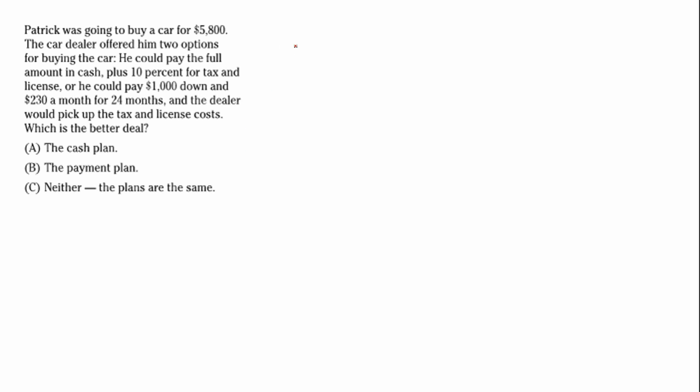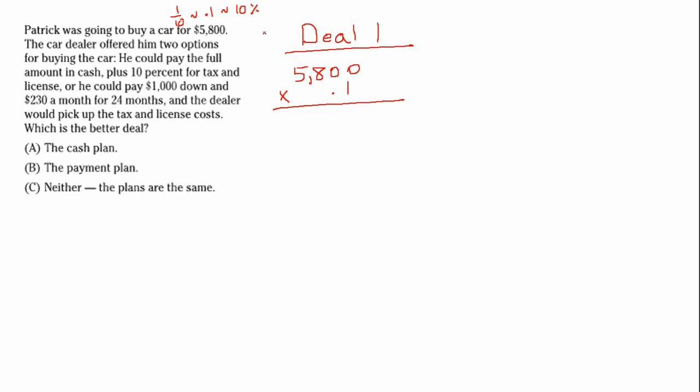So let's just work these out one by one and find out the better deal. So I'm going to call this deal 1. He paid $5,800 in cash and 10% for tax and title. So we need to add the cost that he paid in cash plus the tax amount. So we know that's $5,800 times 10%, or 0.1. Again, you need to know to do these problems that 1 over 10 is the same as 0.1, which is the same as 10%. Okay?